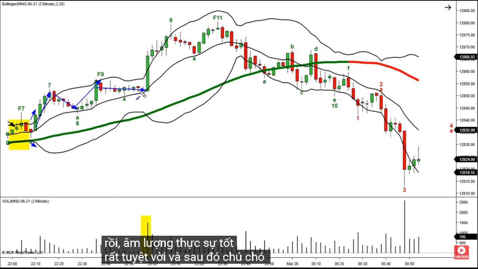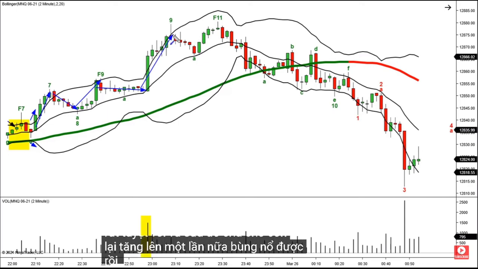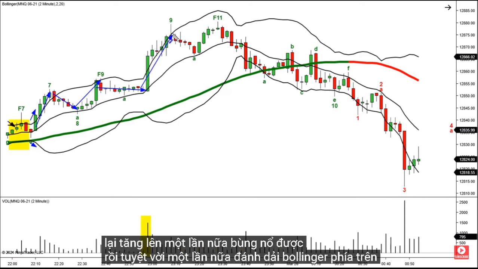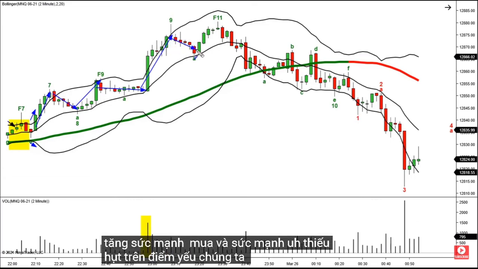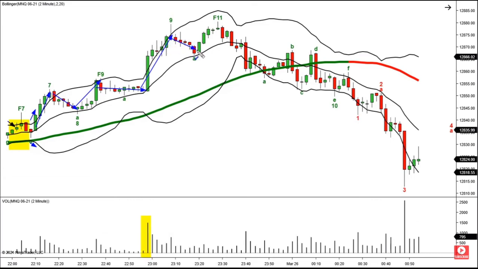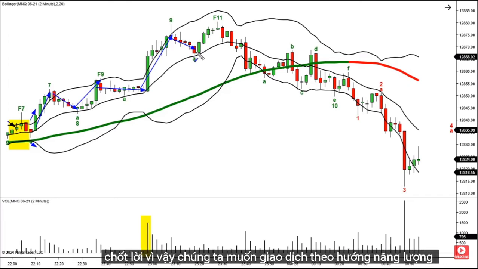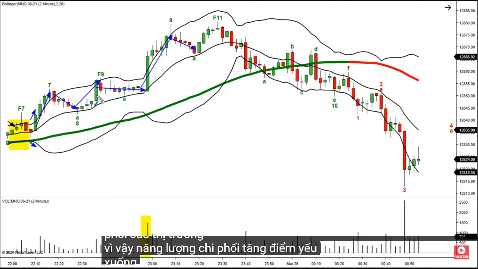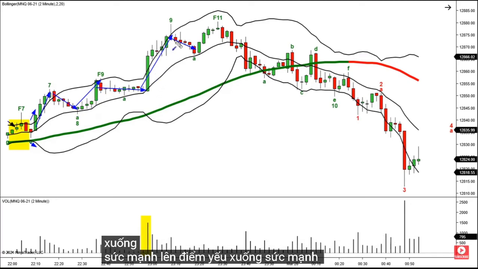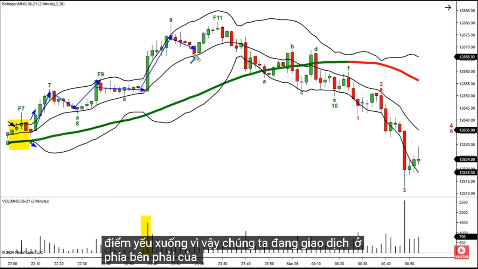And then it goes up one more time. Boom. Awesome again, hitting the upper Bollinger Band. Strength up, buying in strength. Shorting on weakness or just profit taking. We want to trade in the direction of the dominant energy of the market. So the dominant energy is up. Weakness down, strength up, weakness down, strength up, weakness down. So we're trading on the right side of the dominant energy of the market.